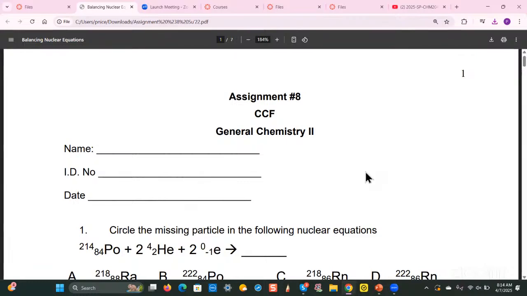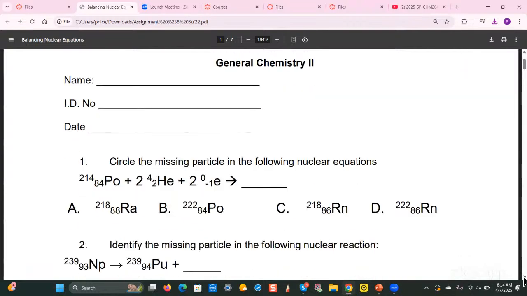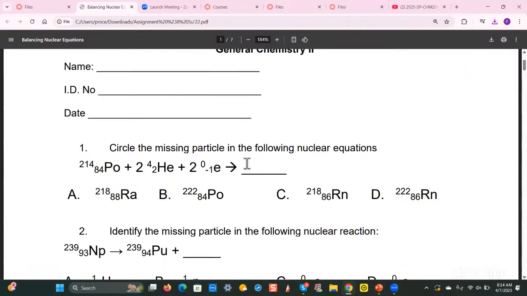Circle the missing particle in the following nuclear equation. So basically, wherever you see a space, there are 4 options, one of which would be the correct answer, right? So just do what I described earlier. Let me turn on my pen here. As I said before, what you do is make sure that the mass numbers and the atomic numbers are conserved. So let's start off with the first one.